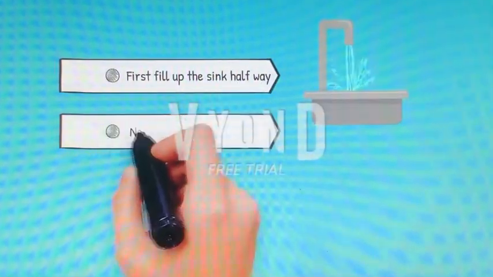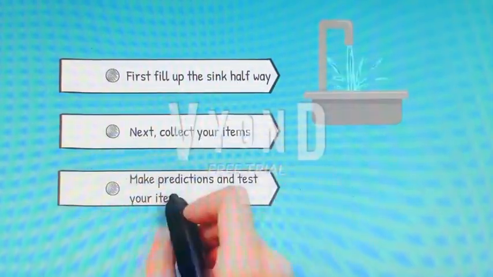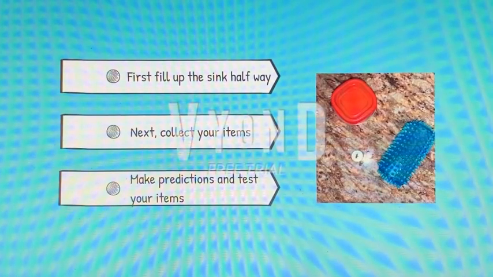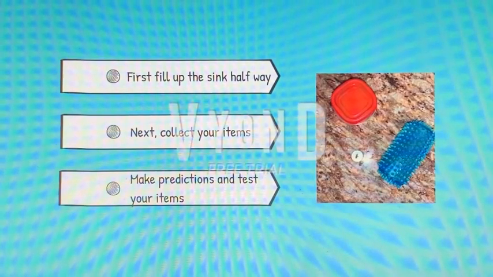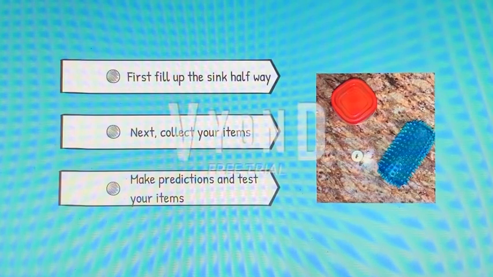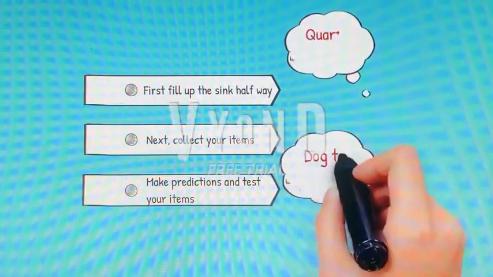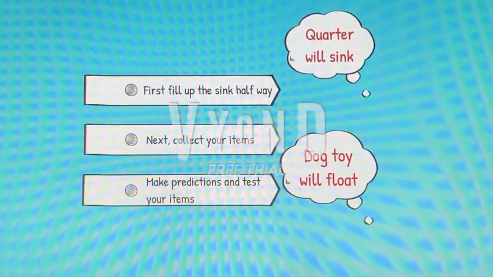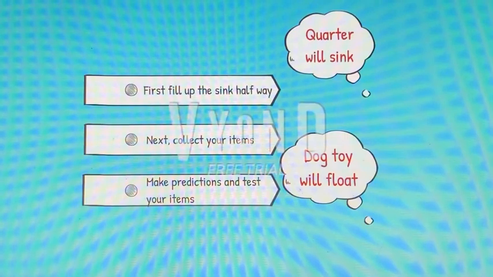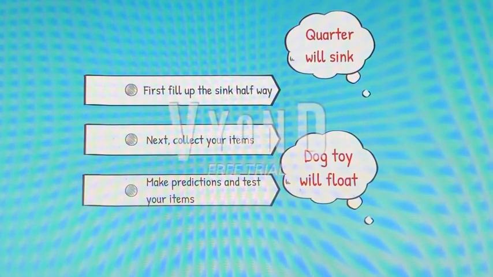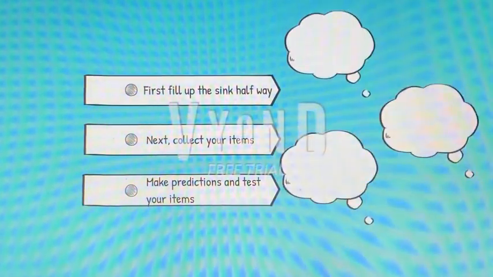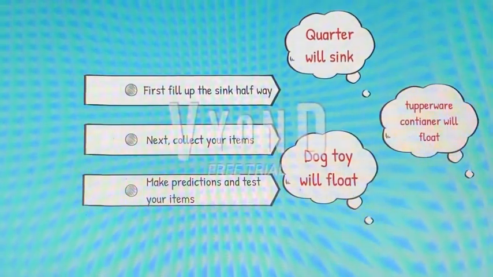First step is to fill up the sink halfway. The second step is to collect the items that you want to use. For myself, I chose the Tupperware container with a lid, an air-filled dog toy, and a quarter. Finally, make predictions whether each of your items will float or sink. The quarter will sink, the dog toy will float. The Tupperware is expected to float.